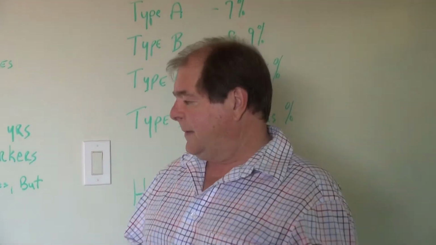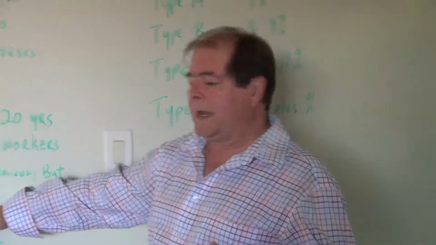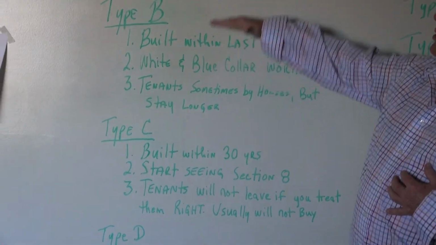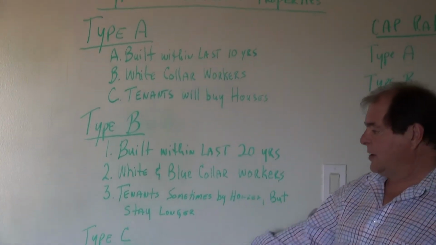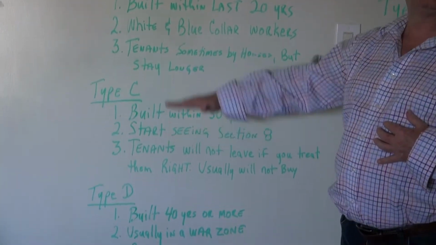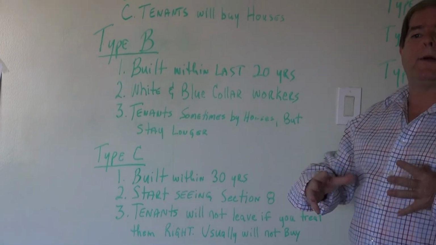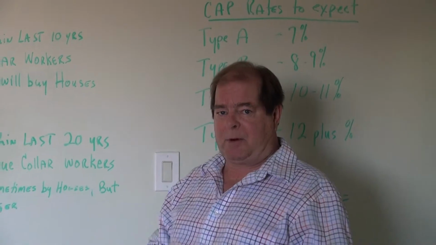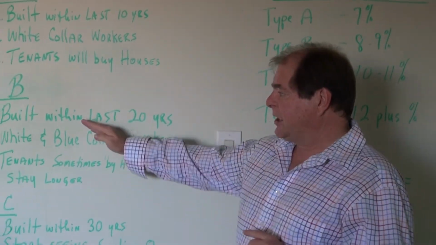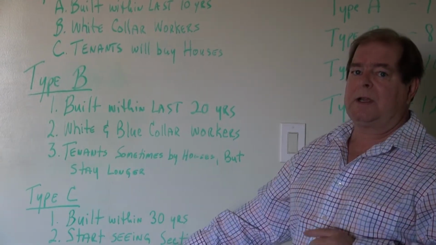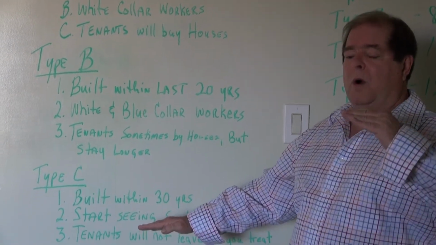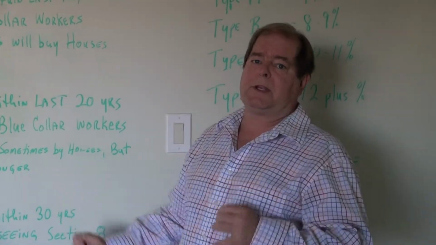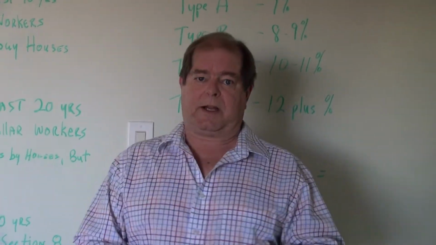Now, me personally, I like the type B and the type C properties. Because a type B property, you can go in there, try to make it a type A. Or a C type property, you can go in there and try to make it a B. And you make more money doing that because, and I'm going to get into the cap rates here in a second, you can change the cap rates, not only the income, by raising rents or decreasing expenses, but you can also change it from a C to a B building, and that will also increase your income.